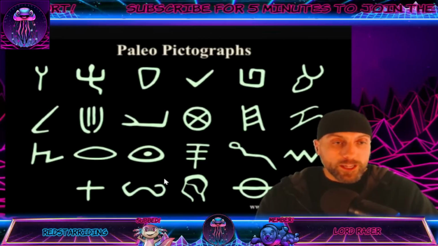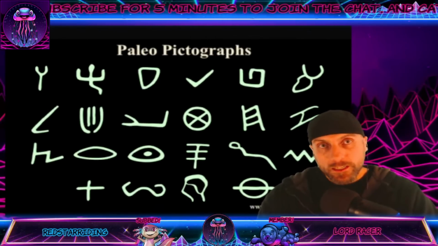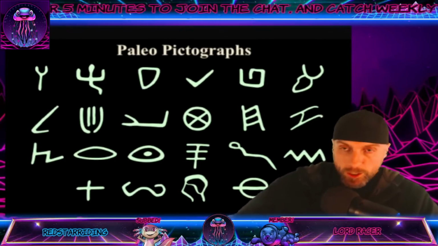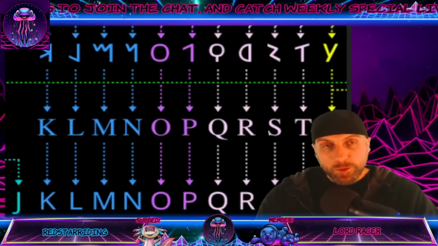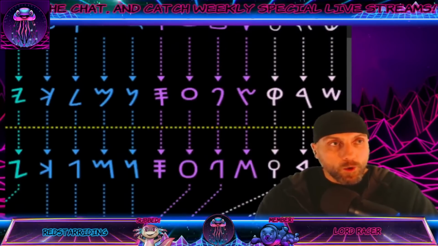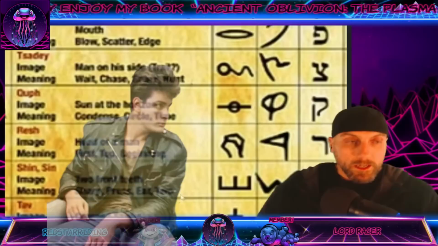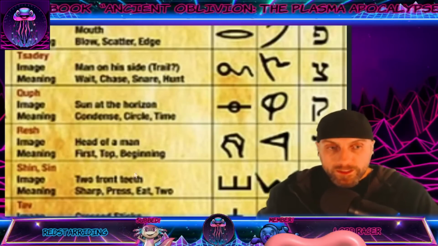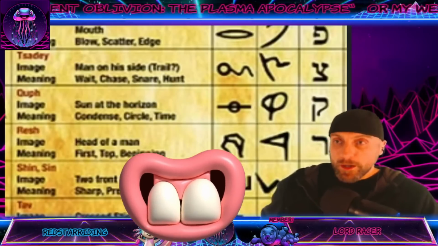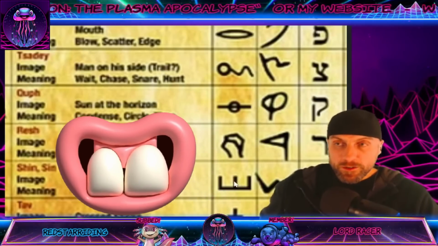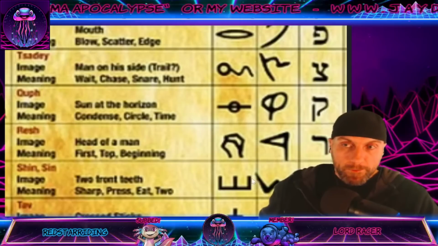So Qof, Rish, Sheen. So just like your shin, which is between your knee and your ankle, that's kind of how that's pronounced. Sheen is the next letter, or Charlie Sheen, you could say, and it means two front teeth. So these are like buck teeth, basically, like the very front two teeth, just like that, right?